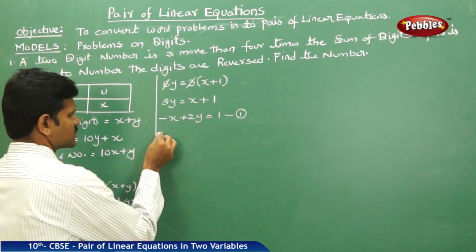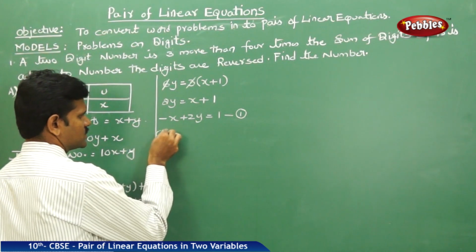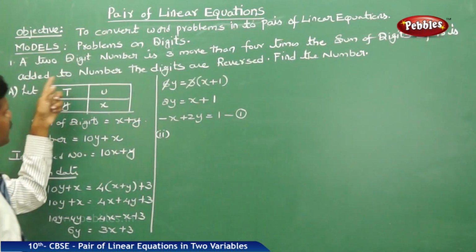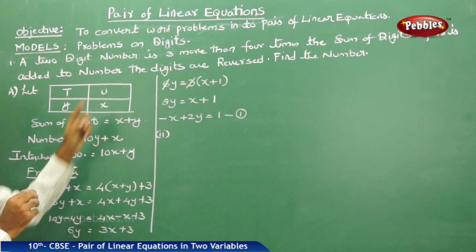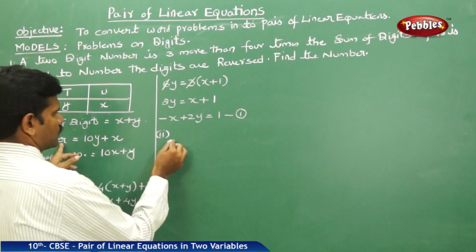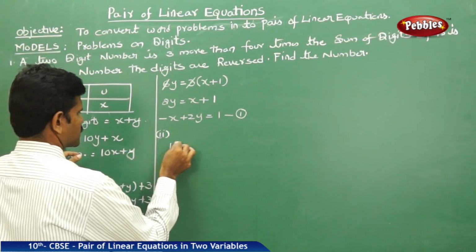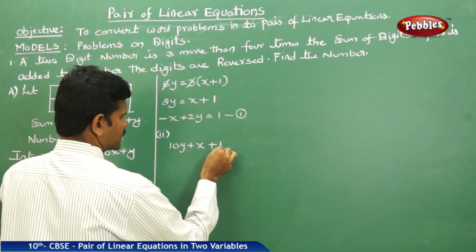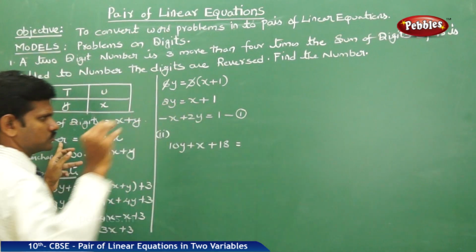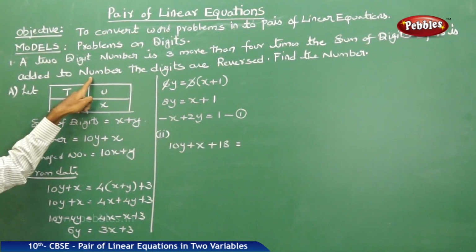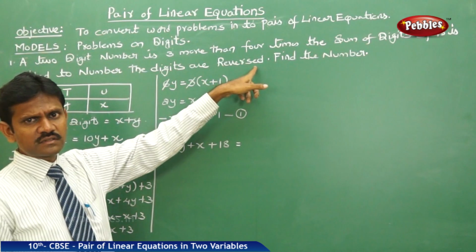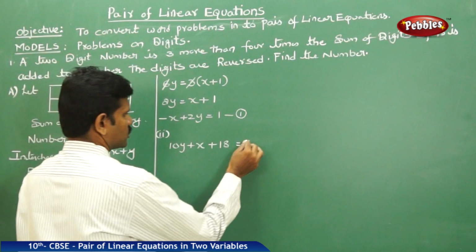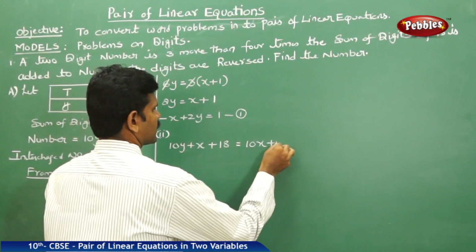Now, let us consider the case 2 again. What is the case 2? If 18 is added to the number, first of all, write the number. What is the number? That is, your number is 10y plus x. To the number 18 it will be added, that is 18 is equal to, what happened? Added to the number, the digits are reversed. The digits are reversed means we have to write the interchanging number, that is equal to 10x plus y.